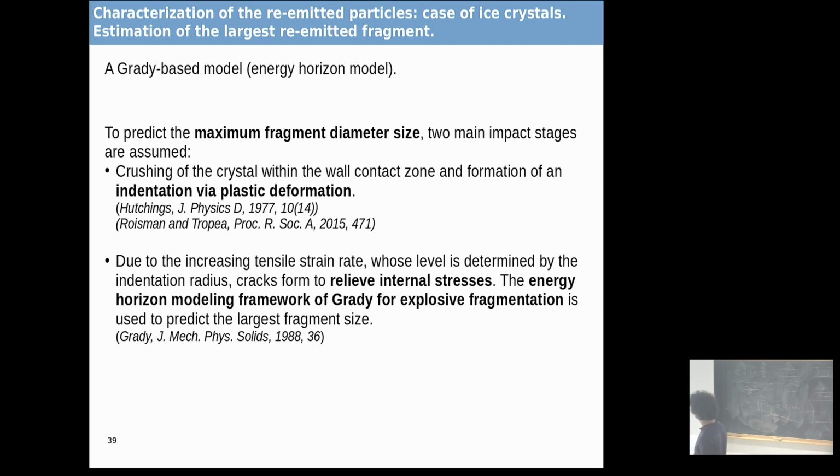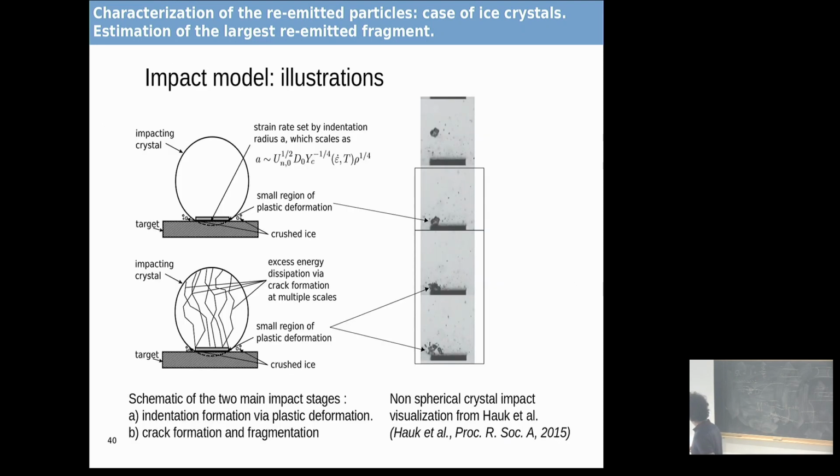And to predict the maximum fragment size, there are two main impact stages. First, there is a crushing of the ice crystal on wall contact. Here, you have an ice particle which impacts the wall and deforms, and there is a small region of plastic deformation with crushed ice. And there is an indentation radius here, which is given by a theory.